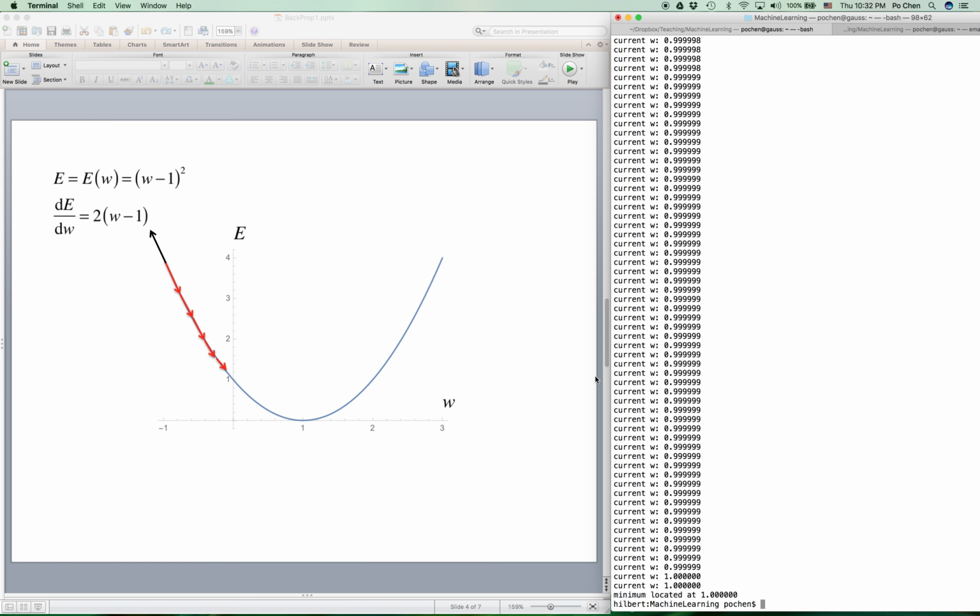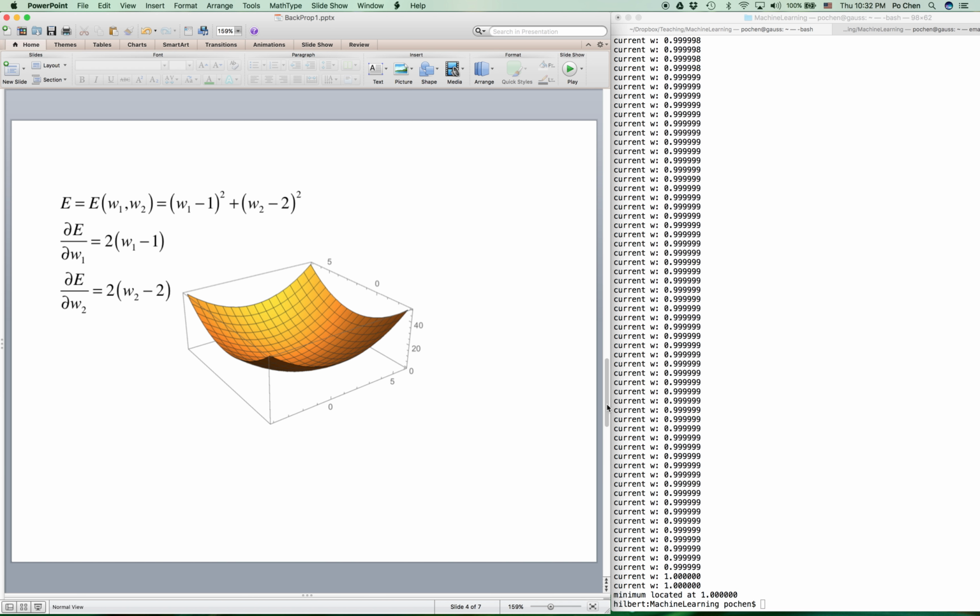And this is for this particular very simple case, with just one weight and this very simple dependence. What about two weights? Suppose we have two weights. So the error depends upon two weights, W1 and W2. Again, let's assume that the error E and the two weights W1 and W2 have this simple relation: E equals (W1 - 1) squared plus (W2 - 2) squared. We can plot E as a function of W1 and W2.